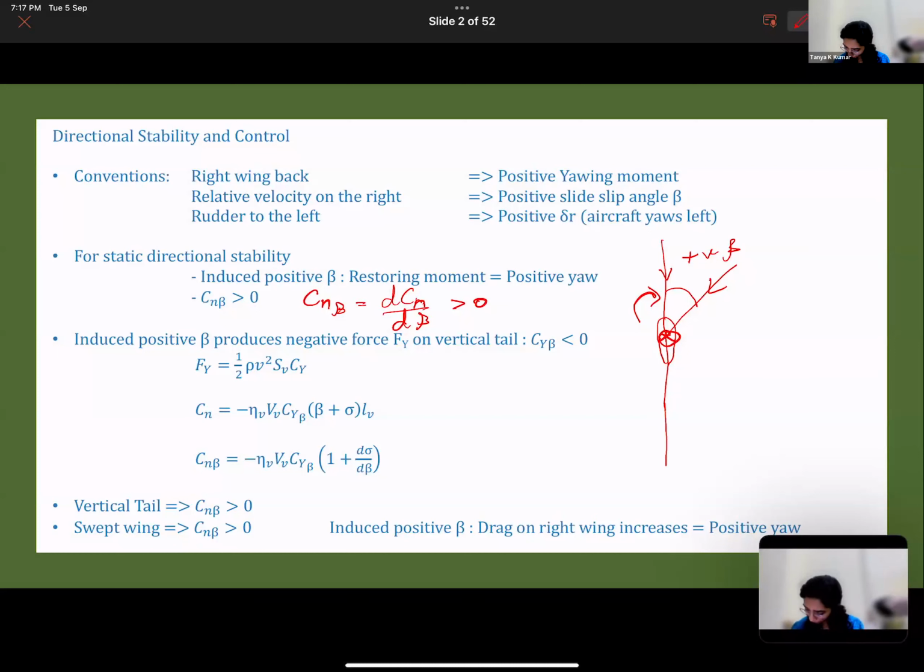So this is your fuselage reference line, and this is your tail. Because of this positive beta, which direction will the force be acting? It will be in this direction, right? So this will be your Fy. Because of the positive beta, you have Fy in this direction. Is that positive Fy or negative Fy?